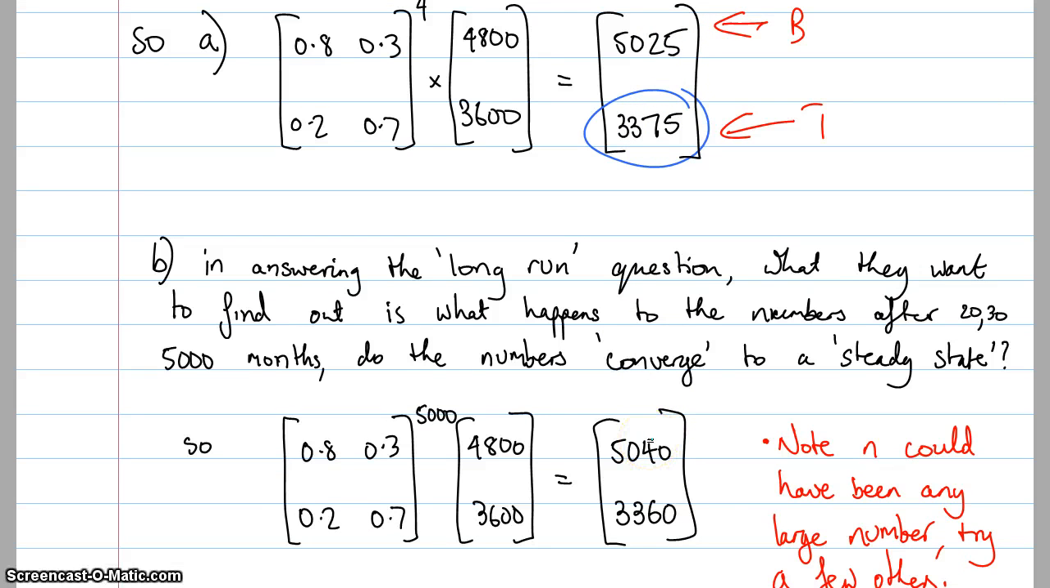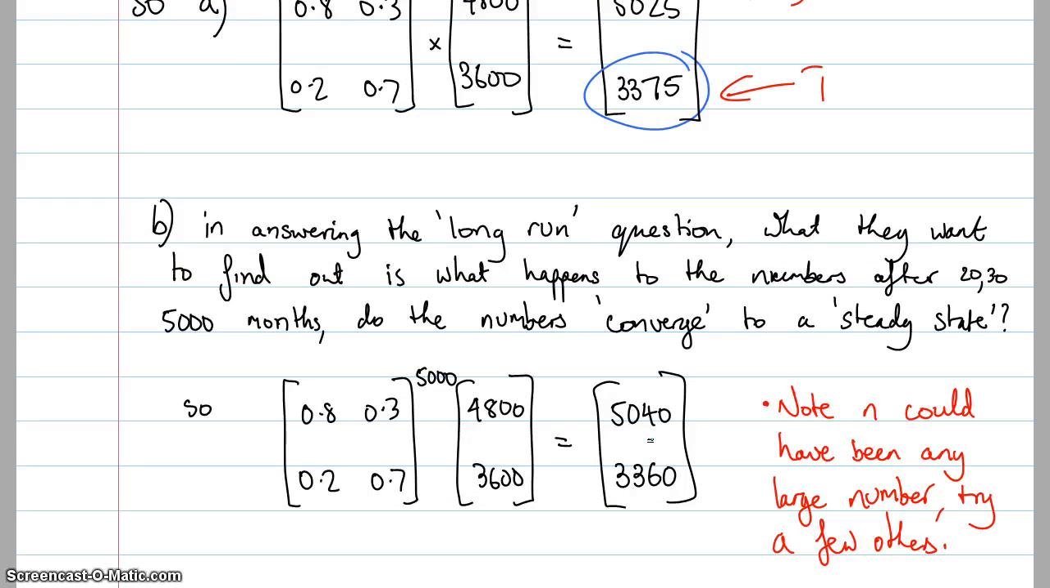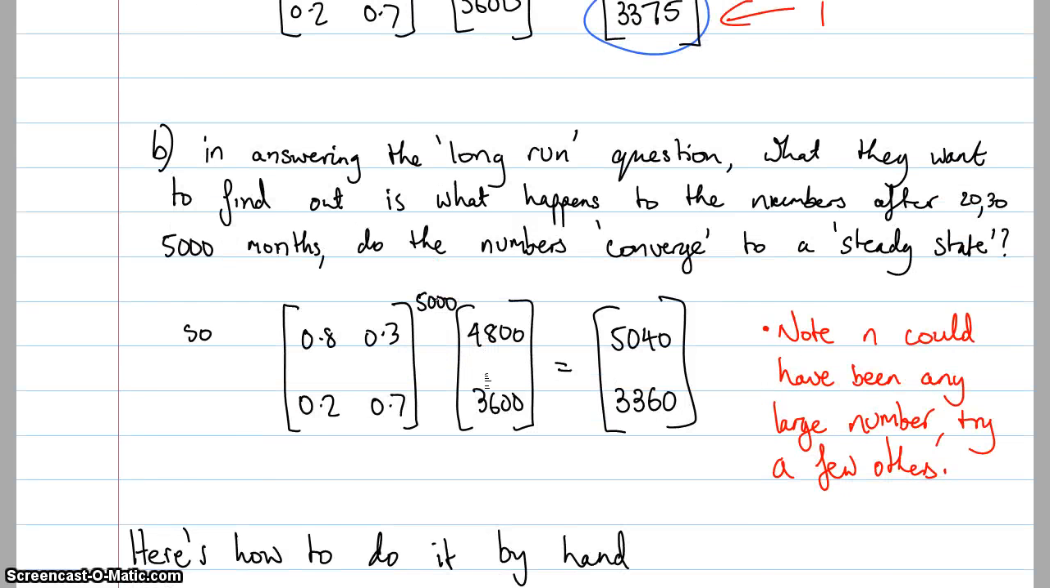And n could be any large number. You could try a few others if you wanted to. To be honest, it doesn't really matter what number you use. They actually start to converge quite quickly. For this question, you could probably try 10 changes and it would find these numbers fairly quickly anyway. It does depend on the percentages that are swapping between the two. That's why I just chose a large number like 5,000, but it doesn't really matter what you choose.